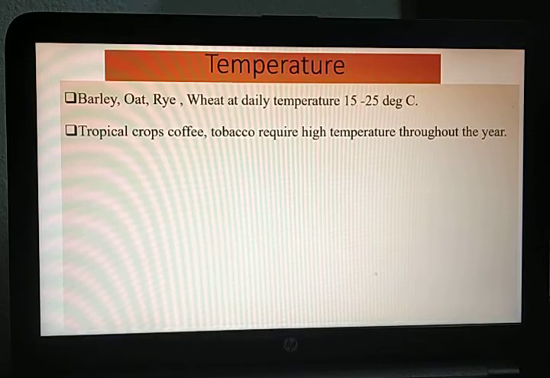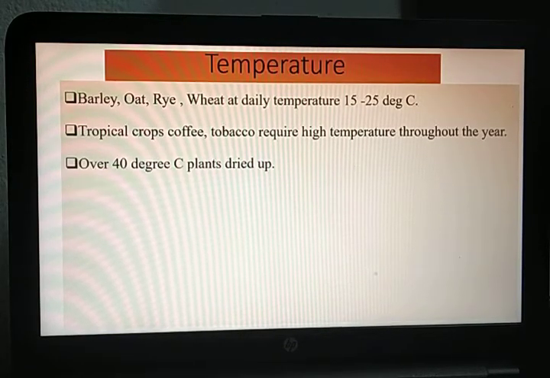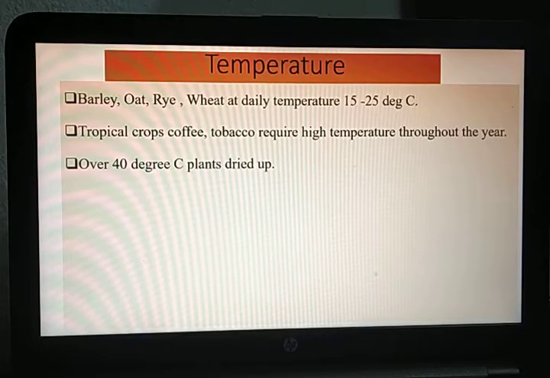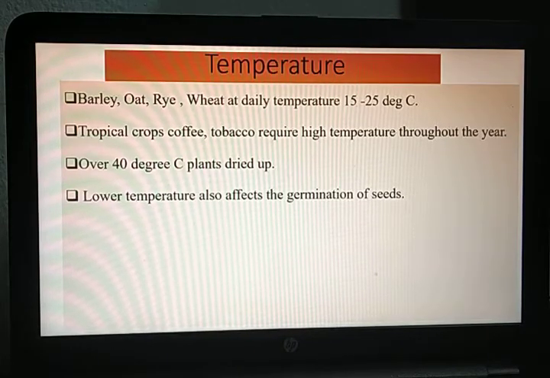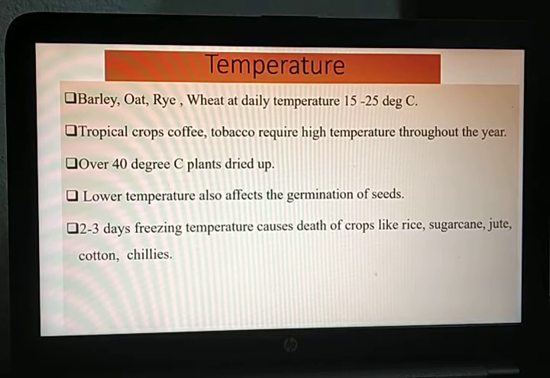There is variation. Tropical crops, coffee, tobacco require high temperature throughout the year, but most of the crops dislike 40 degrees or above temperature because they dry up if there is no supply of moisture in the air. Lower temperature also affects the germination of seeds. If temperature is very low, there is no possibility of germination of any type of seeds. 2 to 3 days of freezing temperature causes death of crops like rice, sugarcane, jute, cotton, and chilies.